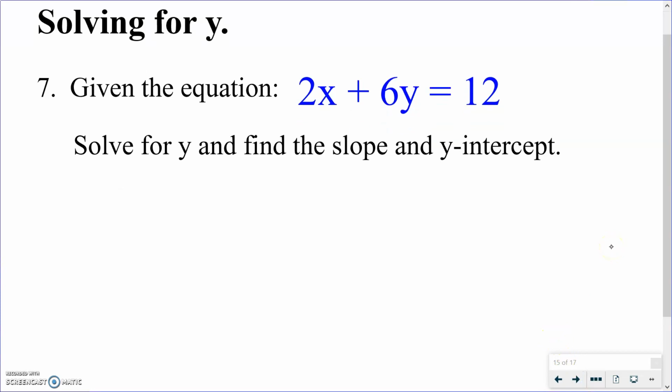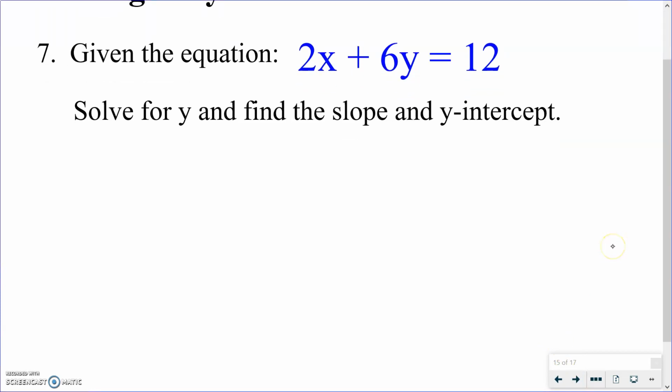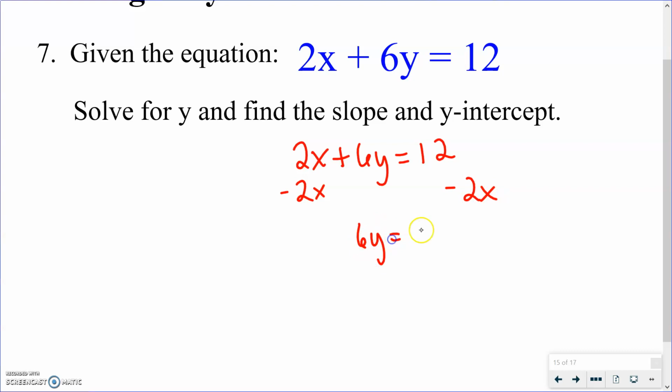Okay, this is the last kind of new review that we're doing today. So we have this equation. We want it to go from standard form, which is what it's in, to slope-intercept form. So we want to solve for y and then find the slope and the y-intercept. So we're going to get y by itself by first subtracting 2x from both sides. And I get 6y equals 12 minus 2x. Divide everything by 6, and I get y equals 2 minus, and 2/6 simplifies to 1/3.